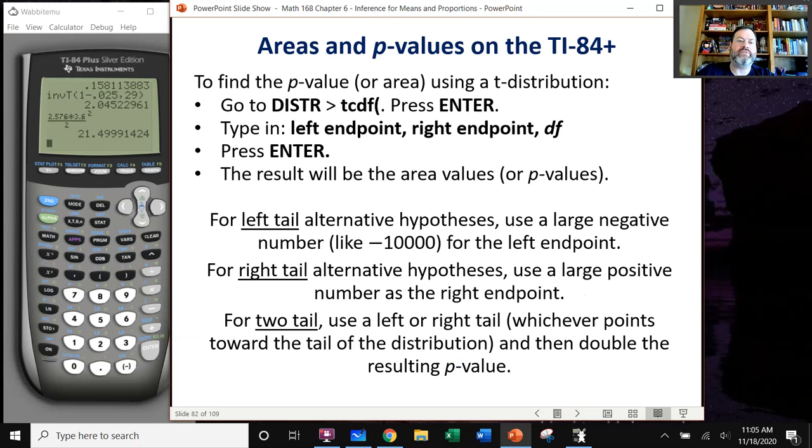So next we're going to be doing p-values. Same sort of thing, except this time we're going to be using the t-distribution, not the normal distribution. So we're going to be using the tcdf command on the calculator instead of the normal CDF. And you type in left endpoint, right endpoint, df. Again, you don't need to type in the mean and standard deviation. The mean of the t-distribution is always 0, and the standard deviation is based on the df, so we just type in the df. Everything else is the same, right? Left tail, right tail, two tail, and that sort of thing. We do the same that we've done so far in this class with normal distributions.